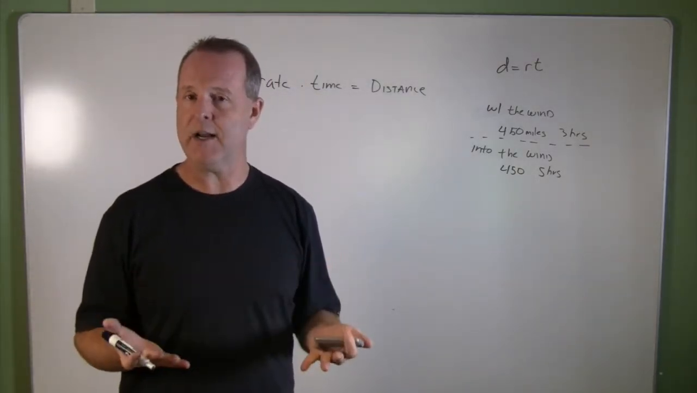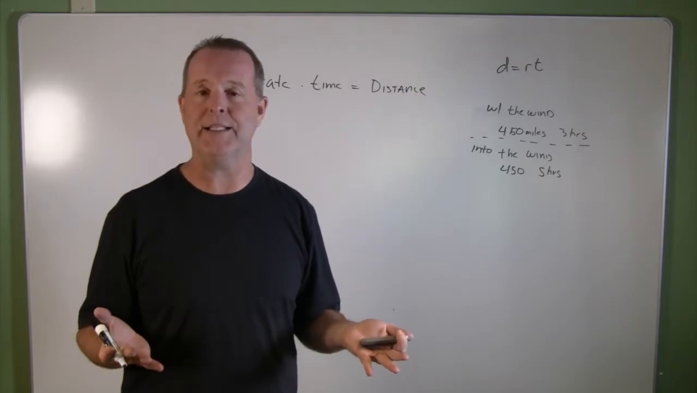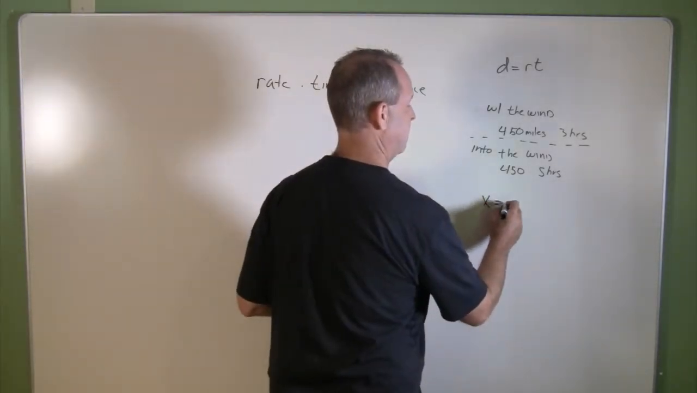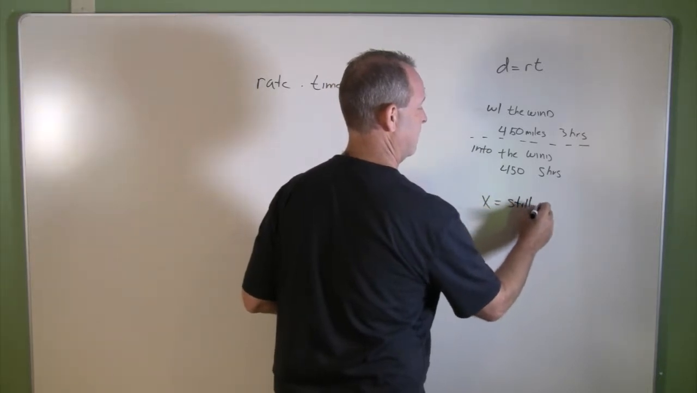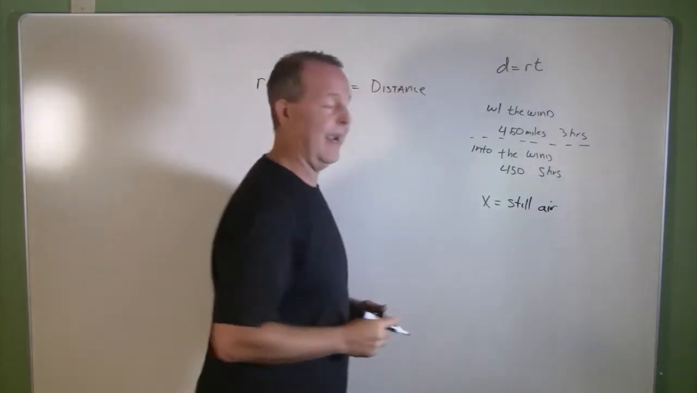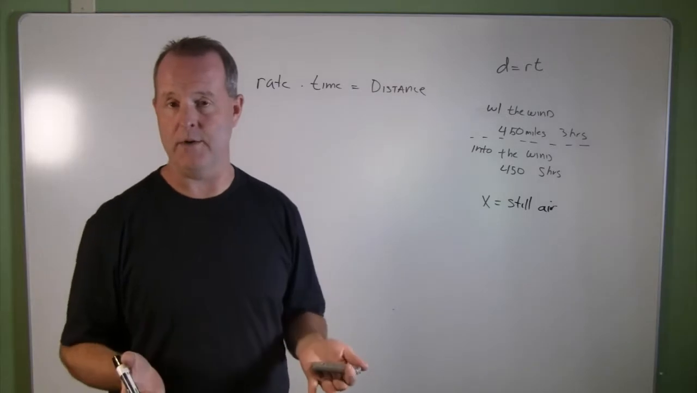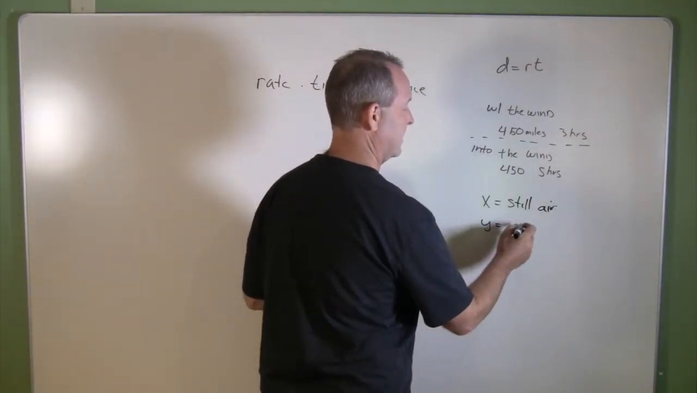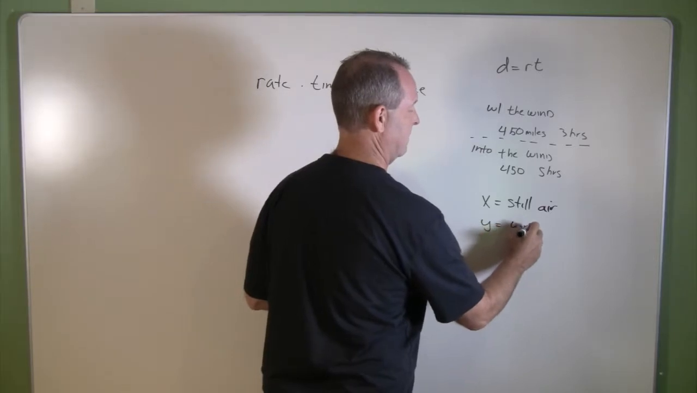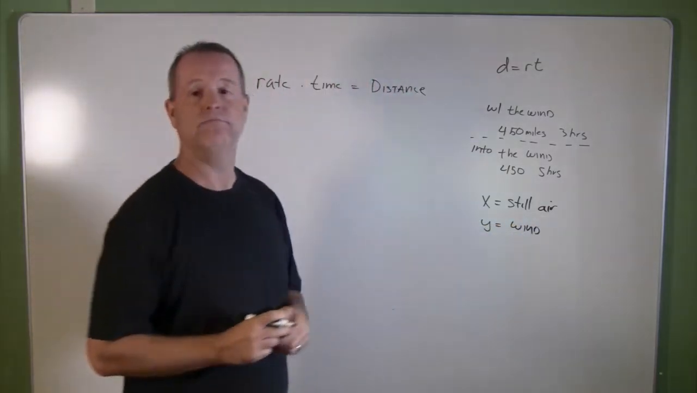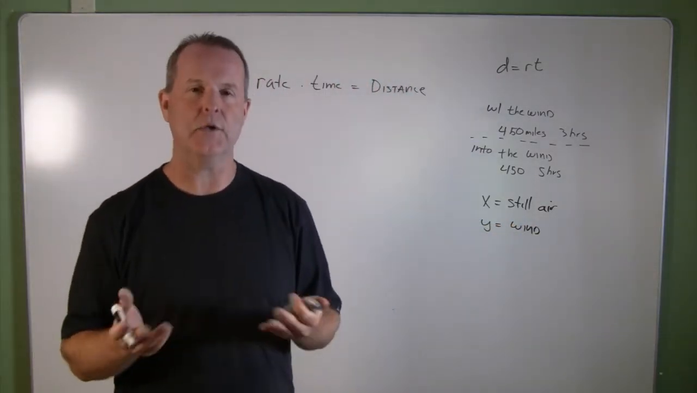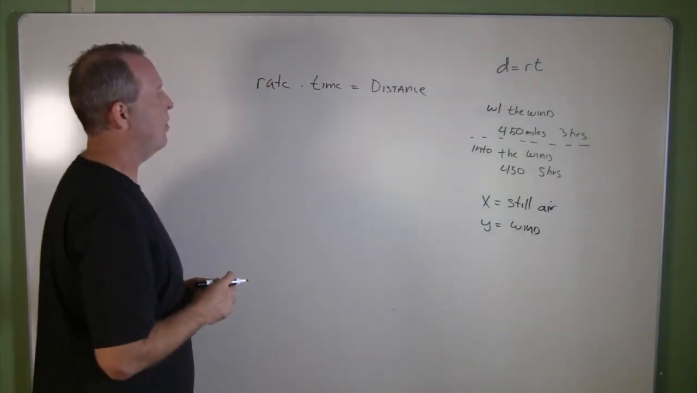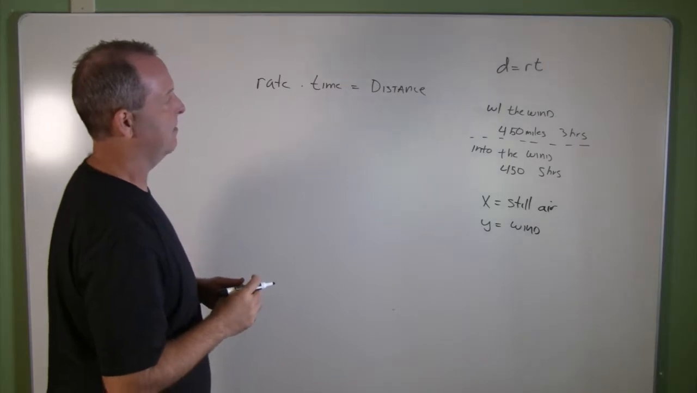I'm going to select a variable. What I don't know is the plane speed in still air, so I'll say x is still air, and I can set that as one of my unknowns. And then y is the wind. I don't know the speed of the wind. Those are the two things. So what I can look at now is that I want to add those two things up.